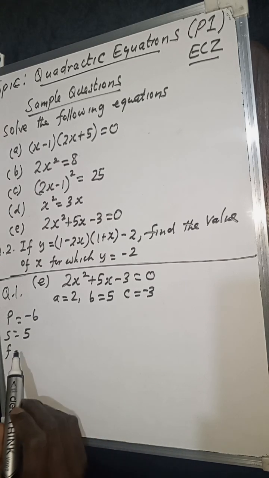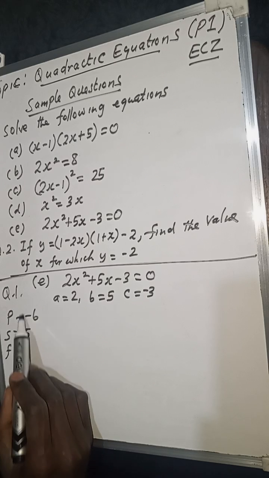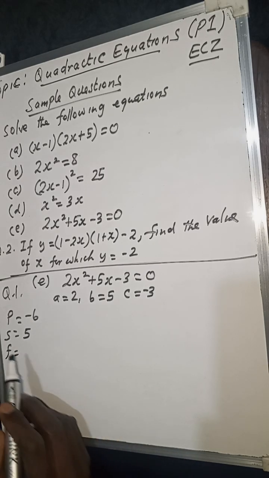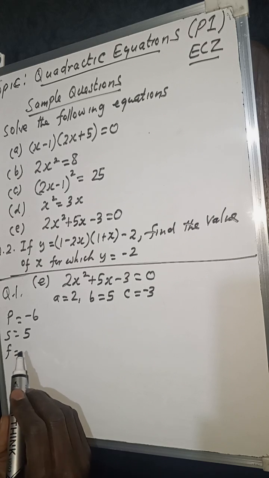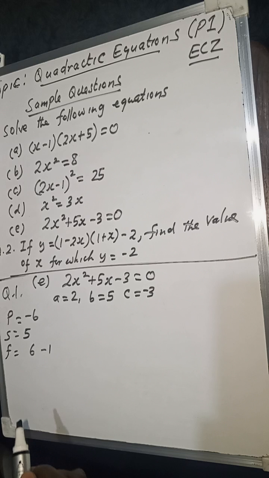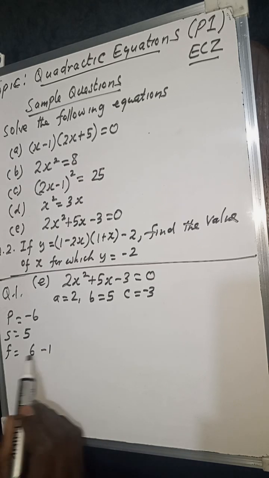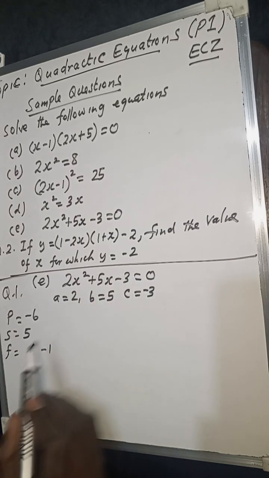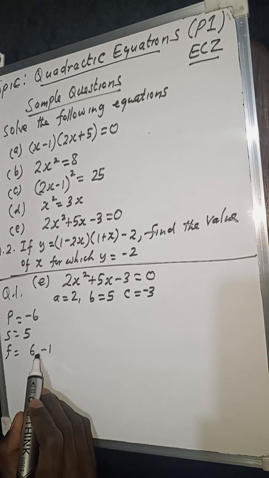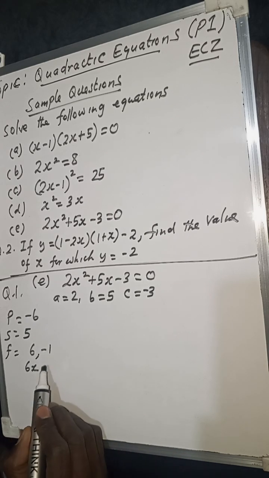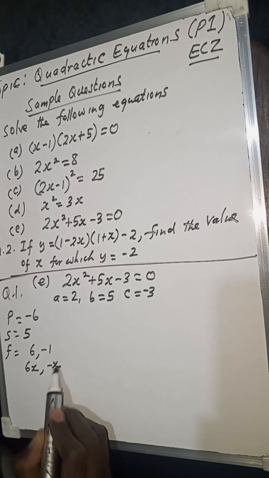So the idea is to find two factors that, when you multiply, give you negative 6, but when you add, give you a positive 5. What are those numbers? We can have a 6 and a negative 1. This times that gives me negative 6, but when I add, it gives me a positive 5. Because they're using the letter x, write these factors in terms of x. So it will be 6x, and negative 1 will just become negative x.